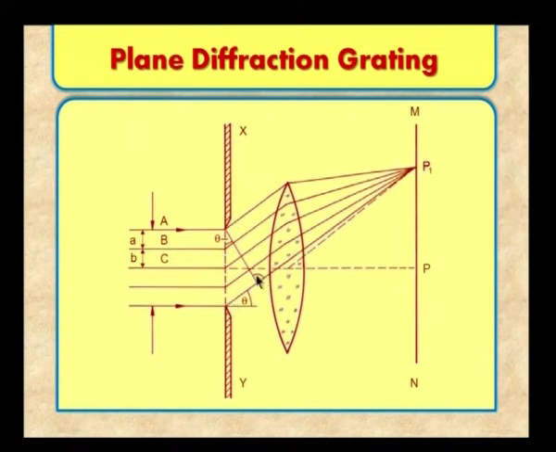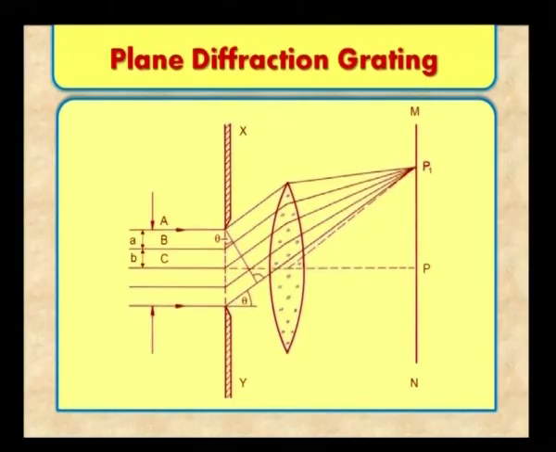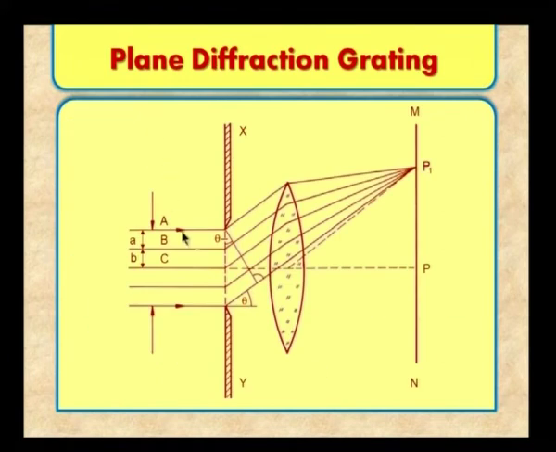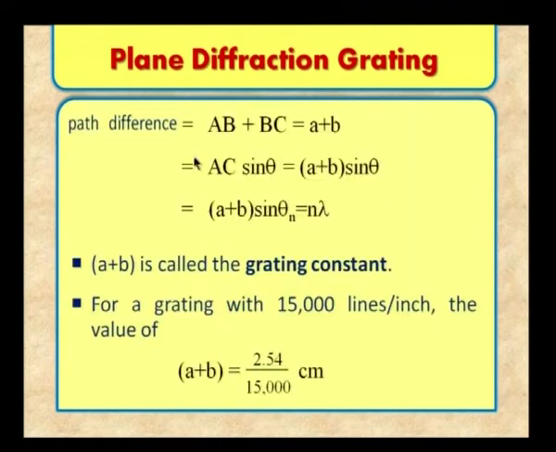In the Young's double slit experiment, we have the extra path travelled by one of the light rays compared to the other. Extra path AC, travelled by one of the light beams, will be A plus B, that is equal to AC sin theta, that is (A plus B) sin theta. A plus B is called the grating constant, right. A plus B is called the grating constant.